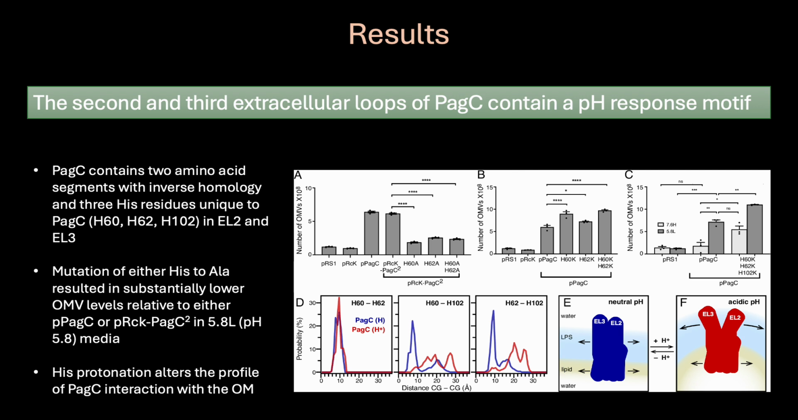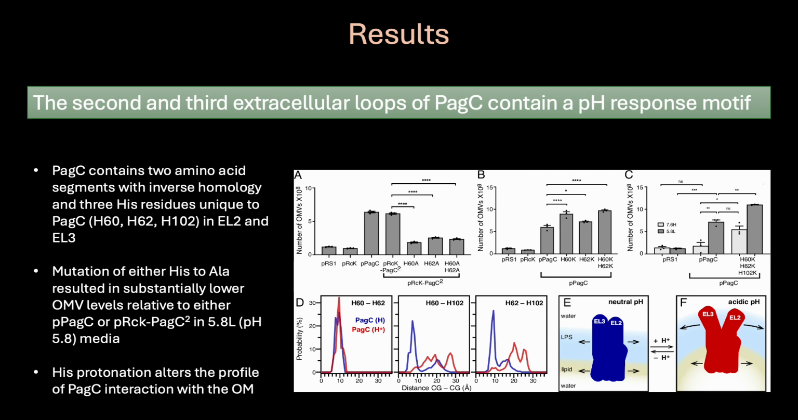Figure A, B, and C are showing, again, the number of OMVs to the power of 8 produced by histidine mutants that were either in plasmid-encoded RCK PAC-C2 chimera or in the plasmid-encoded PAC-C, as seen in figure B and C. In figure A, they created a mutation in which histidine to alanine, which is uncharged, resulted in significantly lower levels of OMVs in 5.8 L medium.